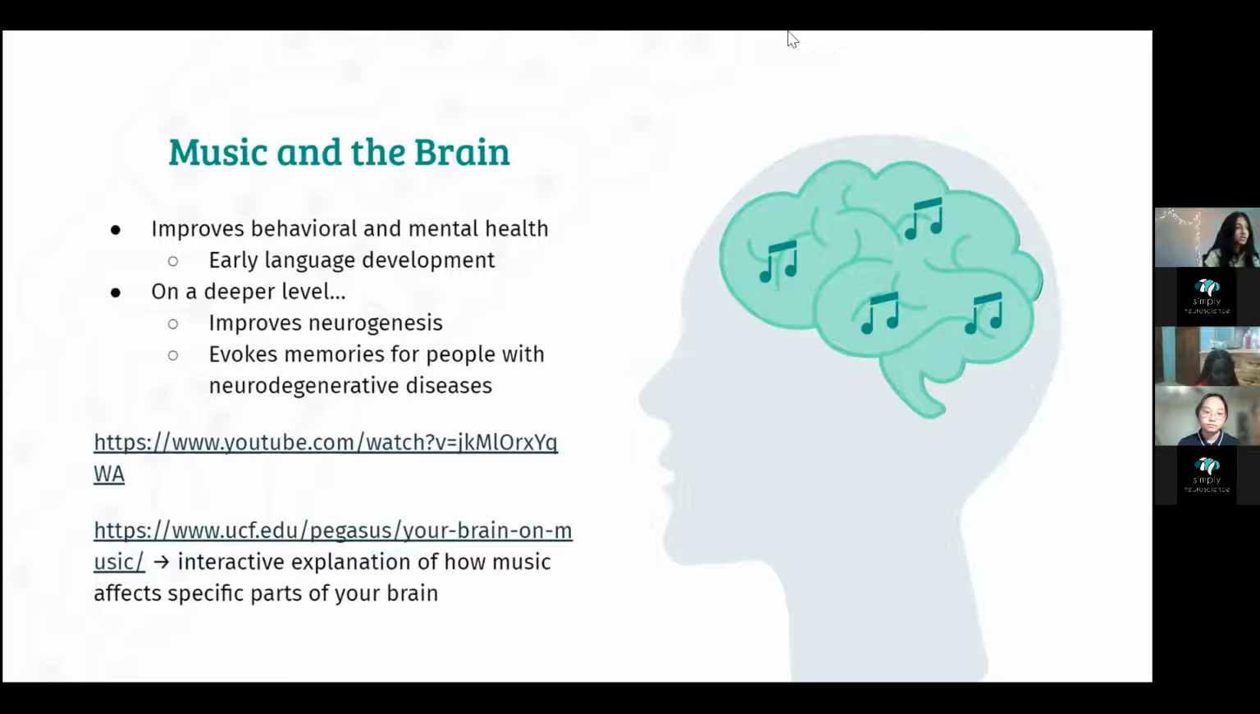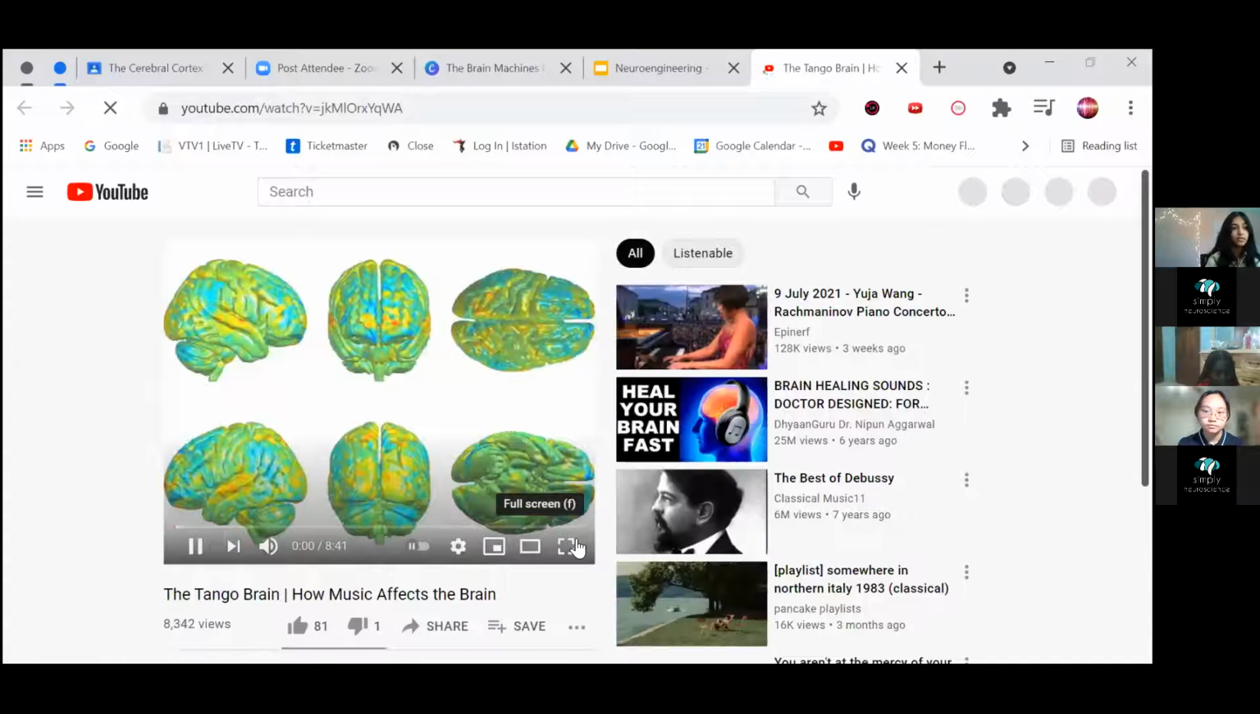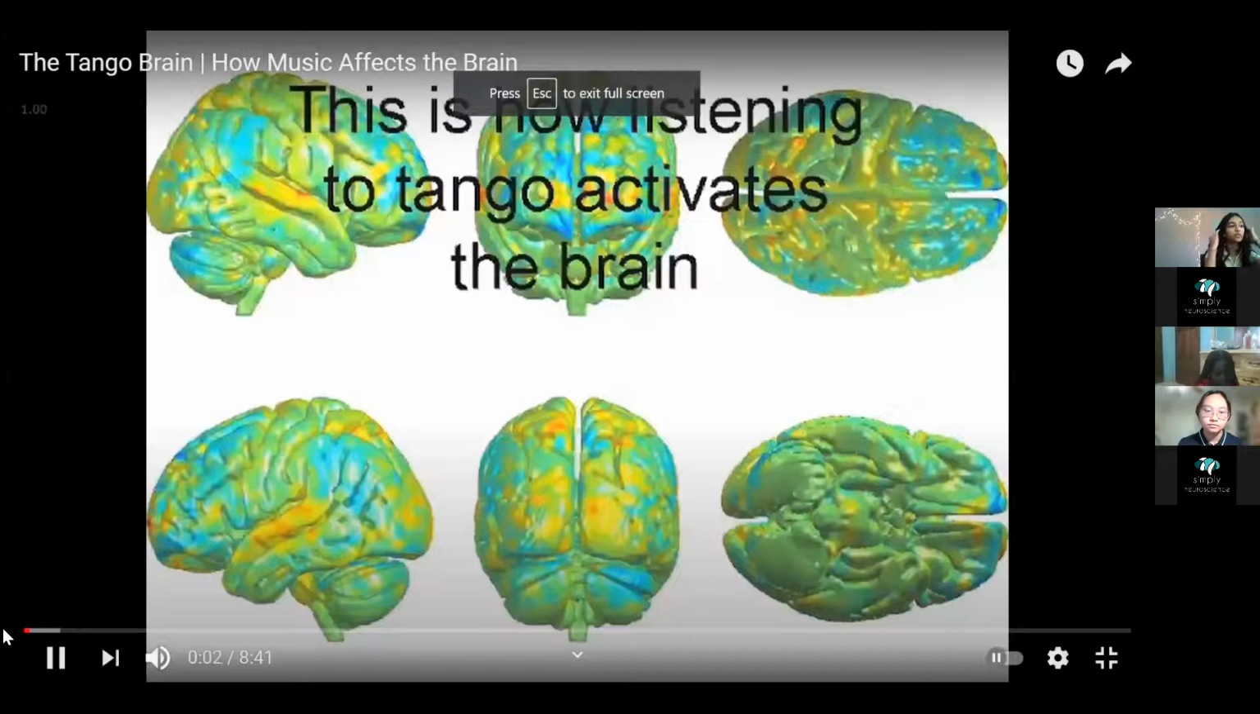So this YouTube clip shows different parts of the brain that activate with different music. In this clip, they are playing a piece of Argentinian tango.